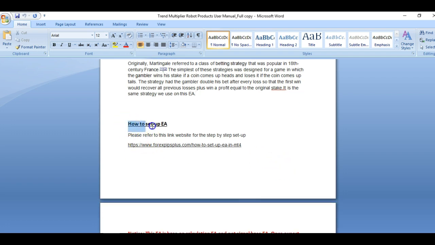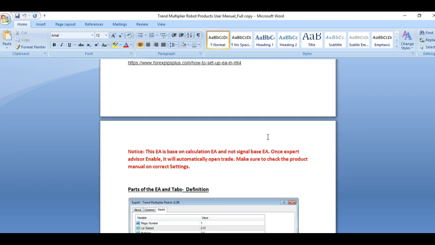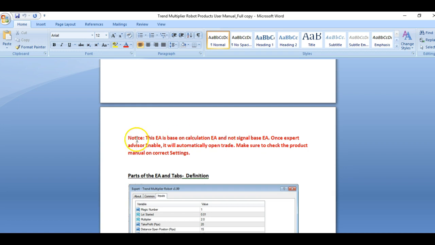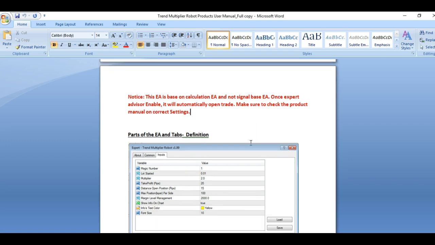So how to set up? I think you already went through the setup. So definitely you already set up your EA now with your demo account on MT4. So notice here that this EA is based on calculation and not a signal-based EA. So once Expert is enabled, it will open trades automatically, and make sure to check your product manual on the correct settings. So before everything, all right.